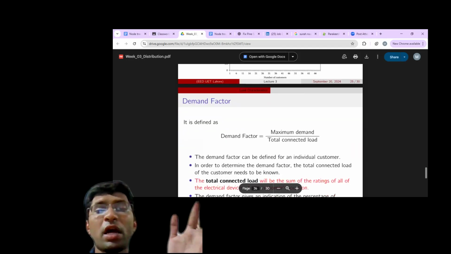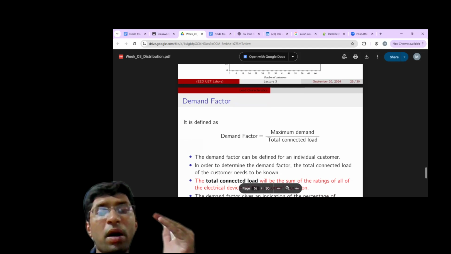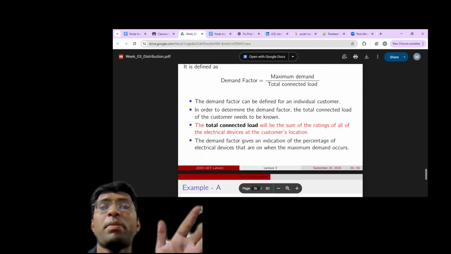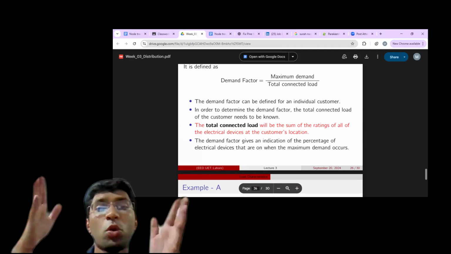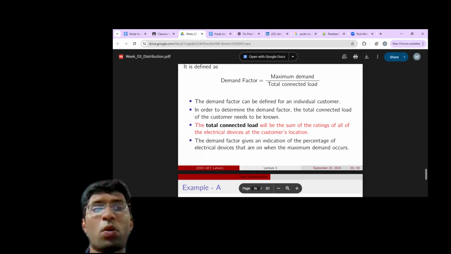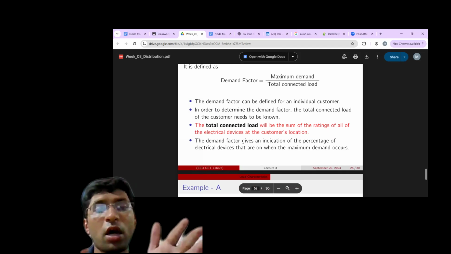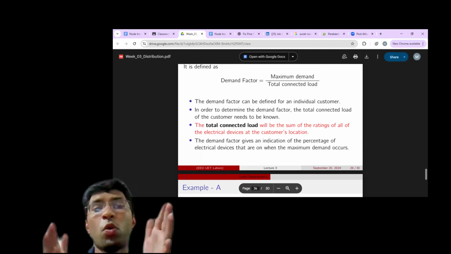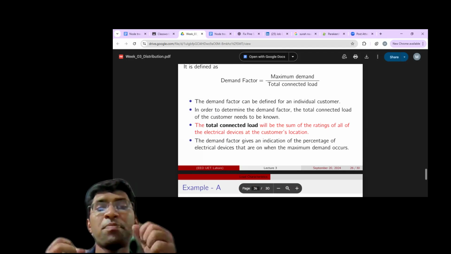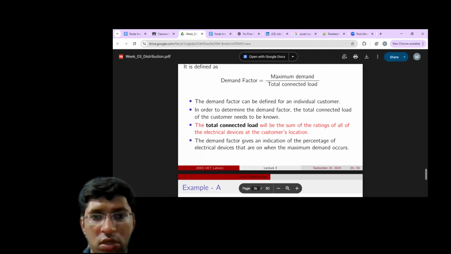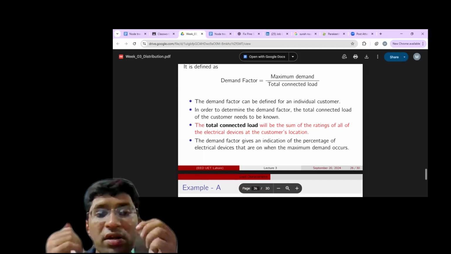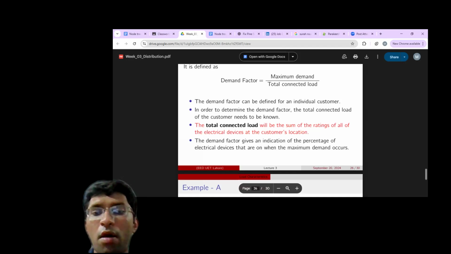The demand factor, always remember, is the maximum demand over total connected load. So the demand factor can be defined for an individual customer. In order to determine the demand factor, the total connected load of the customer needs to be known. The total connected load means how many loads, how many customers are associated, and the total load that they are consuming. The total connected load will be the sum of the ratings of all the electrical devices at the customer's location. The demand factor gives an indication of the percentage of the electrical devices that are on when the maximum demand occurs.